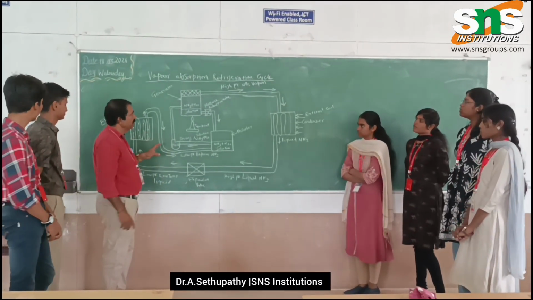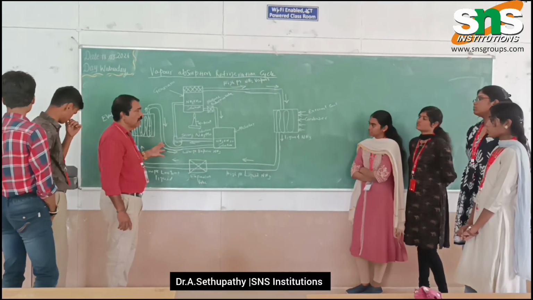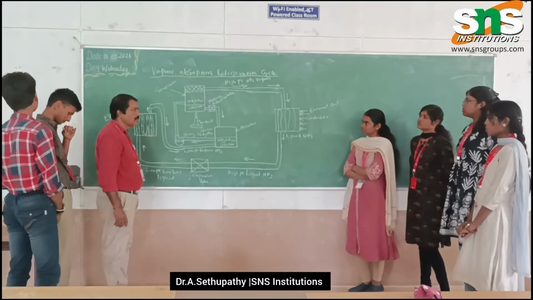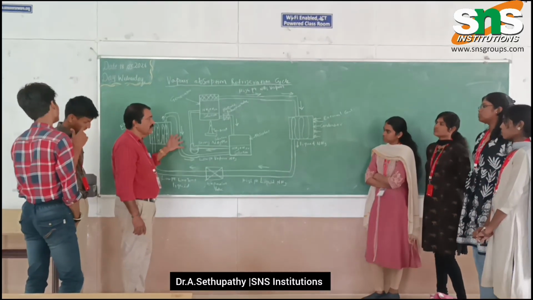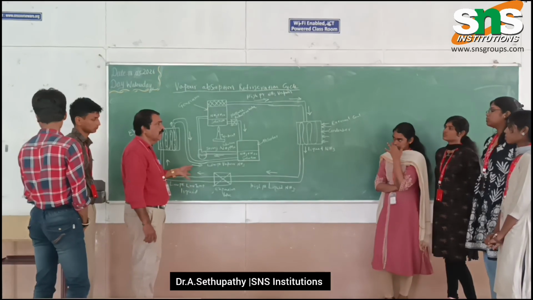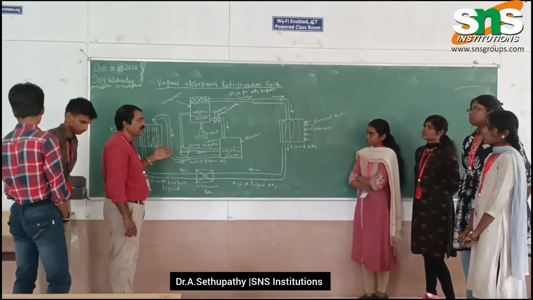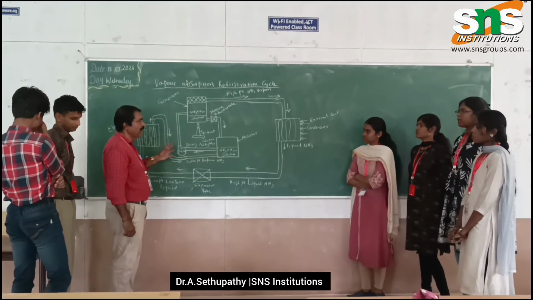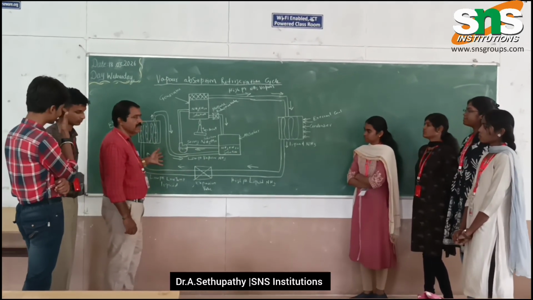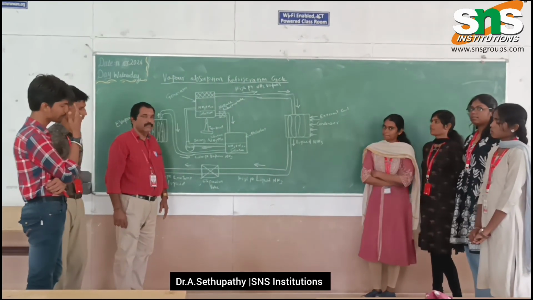So this is the vapor absorption cycle used in air conditioning systems, mostly not in home appliances. It is used in centralized AC, shopping malls, theaters, industries, and software industries. So big level air conditioning uses the vapor absorption cycle. Thank you.